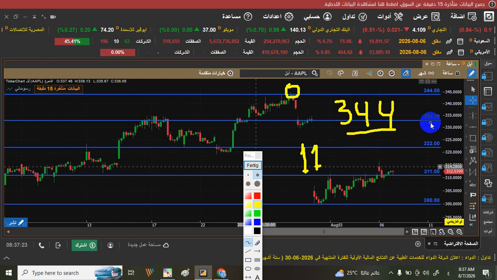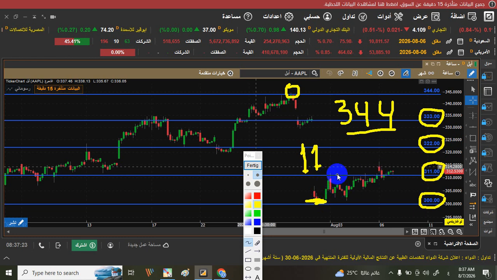If we say, 344 minus 11 equals 333. Subtract another 11 equals 322. Subtract another 11 equals 311. Subtract another 11 equals 300. Notice the presence of very strong support at the 300 level. The stock formed its bottom at 300. So the numbers we mentioned as we went down were respected by the stock. If you entered a buy position from the 300 levels, you would make a very good profit in this stock.